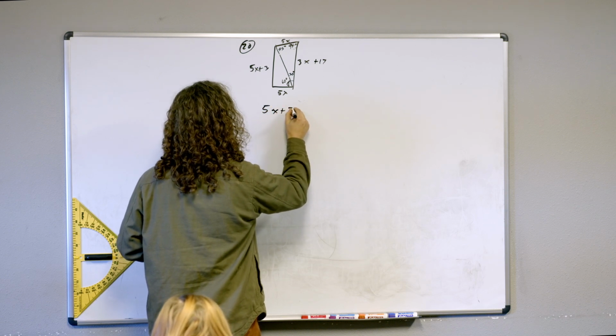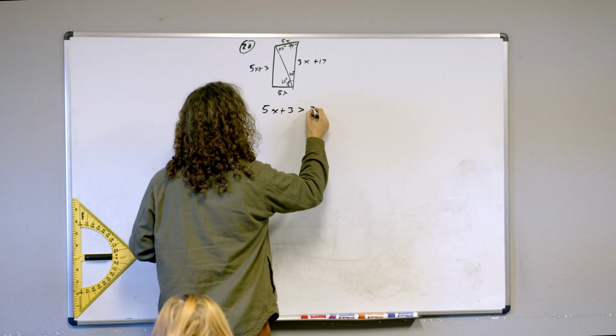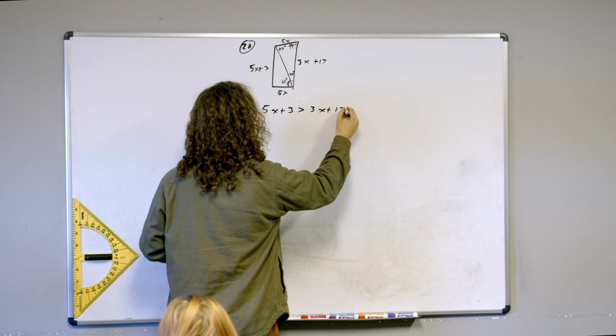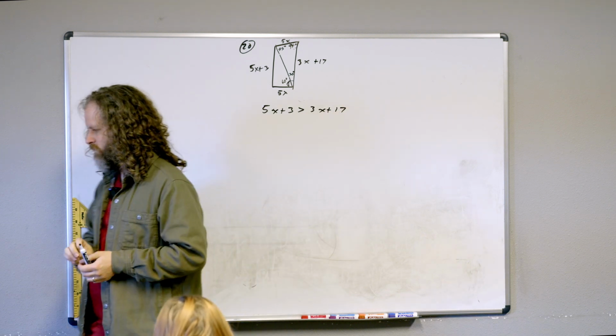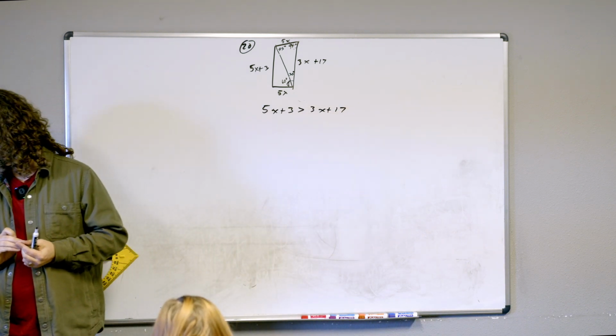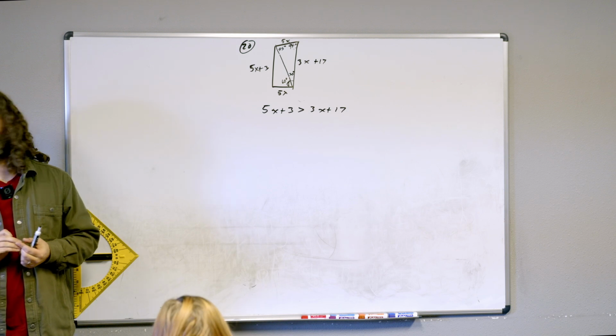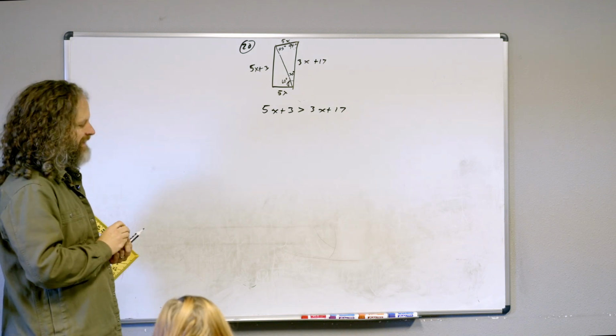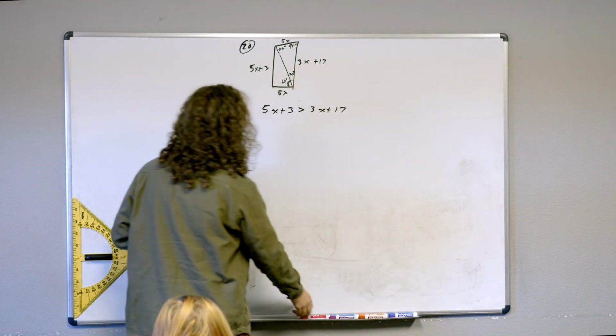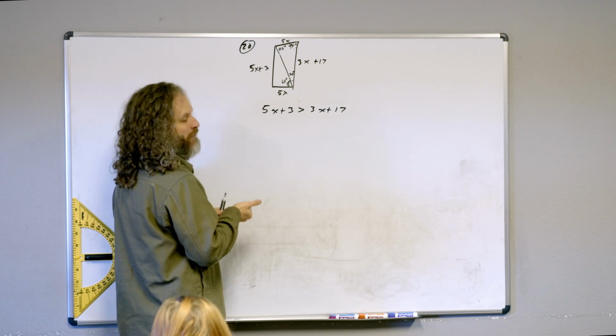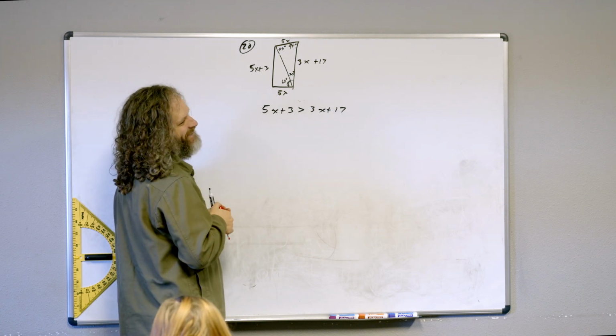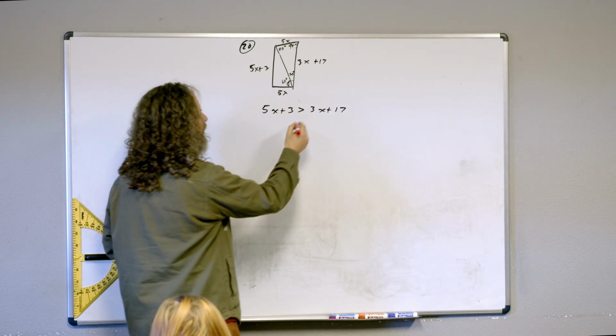Five x plus 3 is greater than 3x plus 17. Now what? More specifically, 2x is greater than... How'd you do that? What'd you do? No, we subtracted 3x.